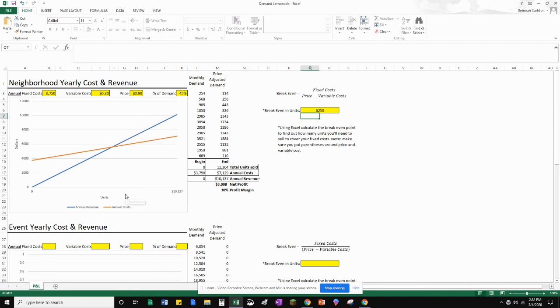And so that is the number of units you have to sell to at least cover your costs. So that is how you figure that out.